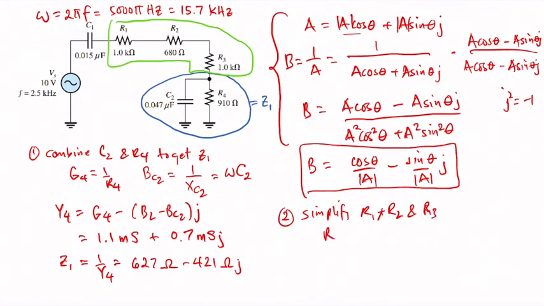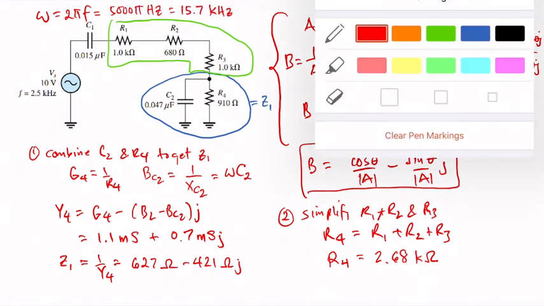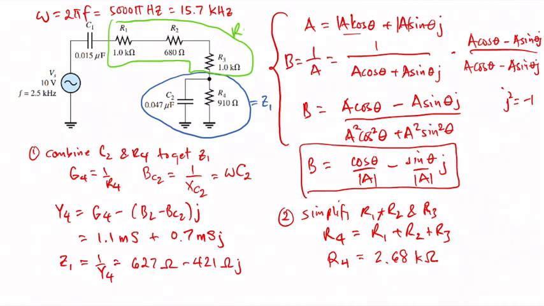So let's say that's R4. So R1 plus R2 plus R3 is equal to R4, and this will give us 2.68 kilo ohm. Okay, so we call this our R4.